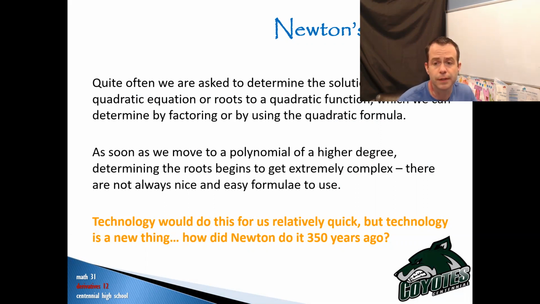Technology would do this for us relatively quick, but technology is a new thing. How did Newton do it 350 years ago? That's what we kind of want to look at today. And as I said, it's really quite cool. And what I'm hoping is I want it to look familiar to you as well. I want you to notice that he's using concepts that we've been using all along.